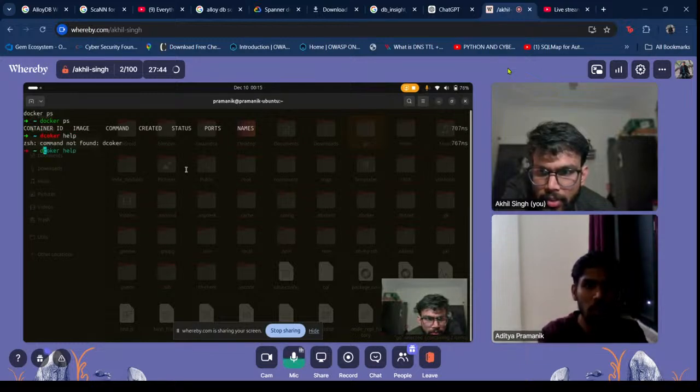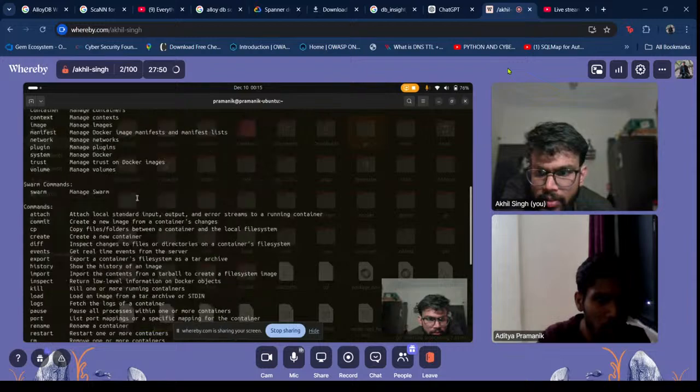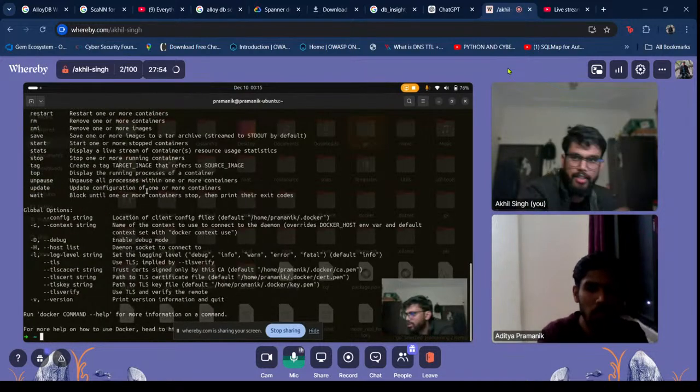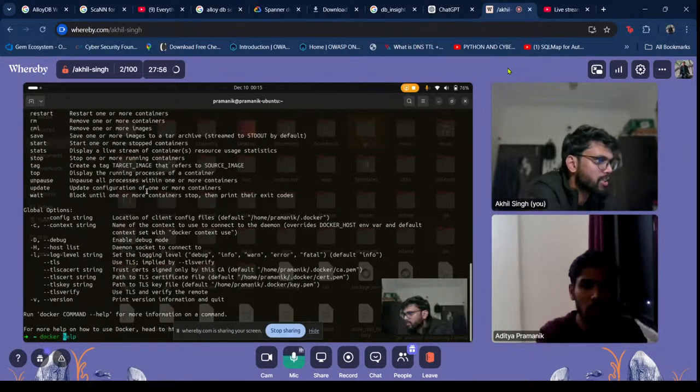The spelling of Docker is wrong. What's the command to check all the containers available? Docker list, Docker ls, something like that. You want to list Docker containers?